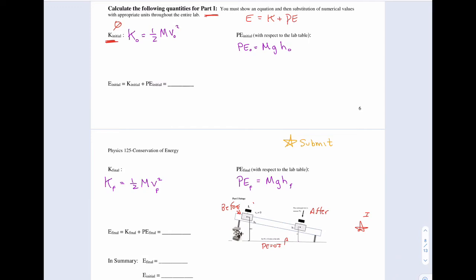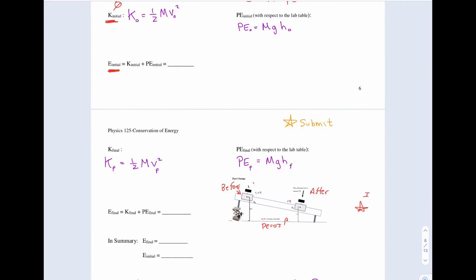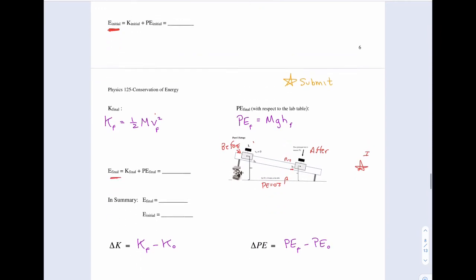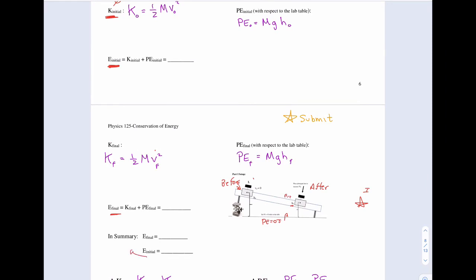Then you calculate your total energy. The final picture, glider's moving, so you know V final, and you know the final potential energy, which is mg h final, and you have h final. So you'll calculate your final energy. Then you'll rewrite your initial energy from up top.